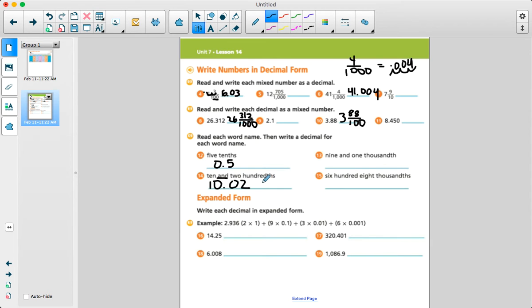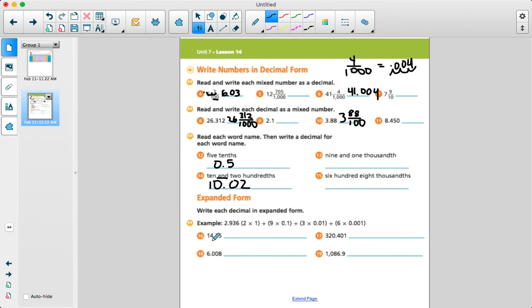All right, good. Now, the last thing that we have is they want us to write these numbers in expanded form. So we've written expanded form before, but it's a little different when we look at decimals. So we look here at this example. You'll see for the first number, they did 2 times 1 because it's the 1 spot. Then they said plus 9 times 1/10 because it's the tenths spot. Then they did 3 times 1/100 because it's the hundredths spot. And then 6 times 1/1,000 because it's the thousandths spot.